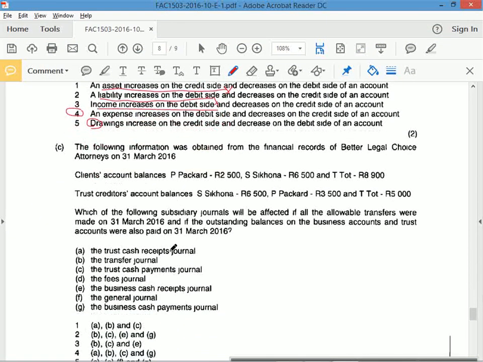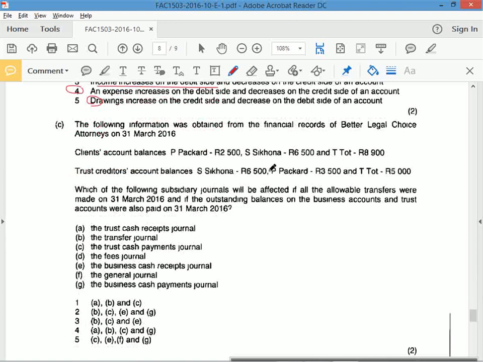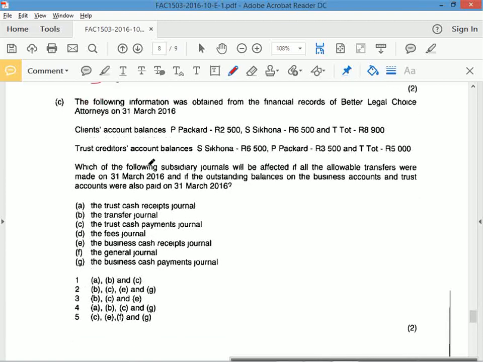Number C, the following information was obtained from the financial records of Better Legal Choice attorneys. You've got the client account balances. So you've got all these different clients. And you've got the trust account balances. What is the trust account balance? It's the amount that they've given you in terms of resources. Do you agree? Okay, it's that deposit that they've given you that you're going to be using on their behalf.